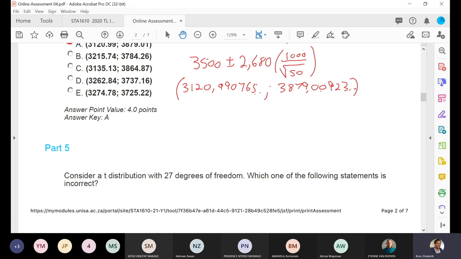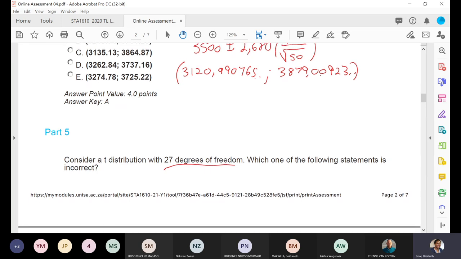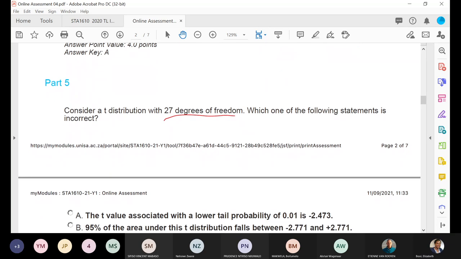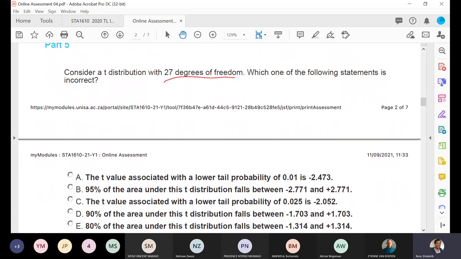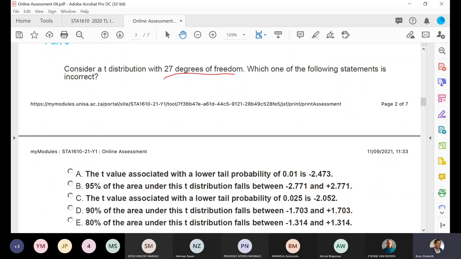Consider a T distribution with degrees of freedom of 27. Which one of the following statements is incorrect? So the degrees of freedom is 27. I just want to go slow so that I don't give you the answers. Okay. What do we need to do now? We need to find which statement is incorrect. We know what the degrees of freedom is.